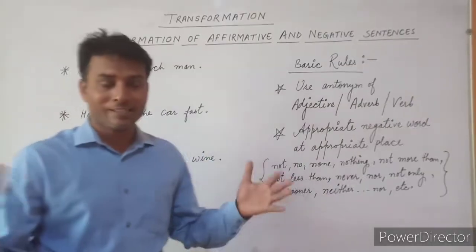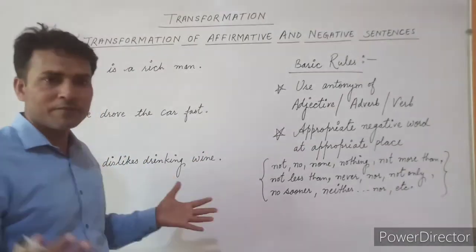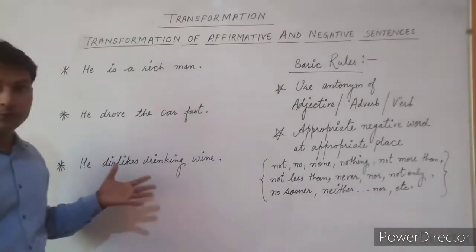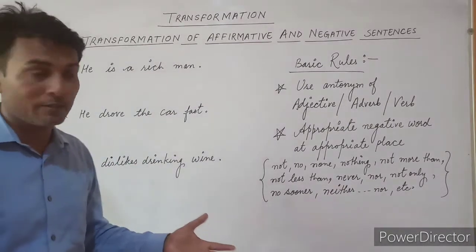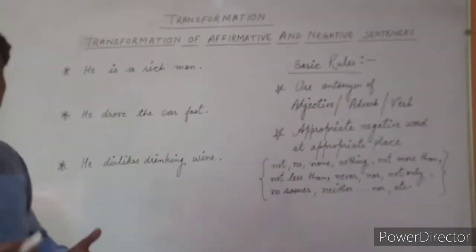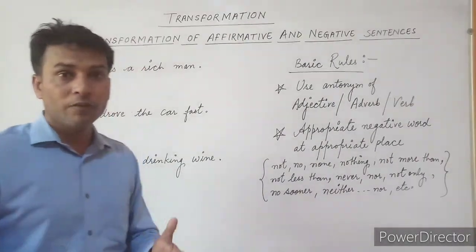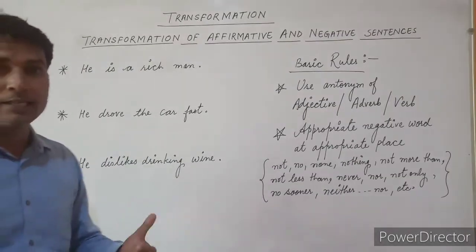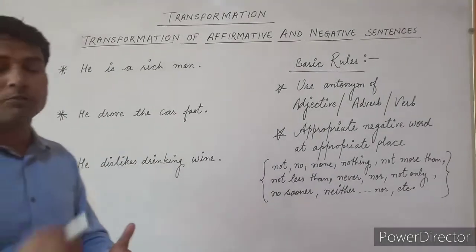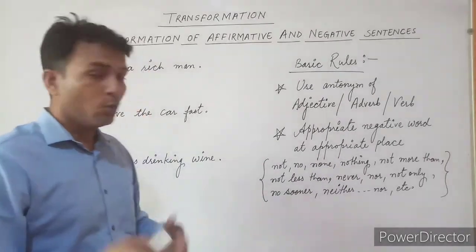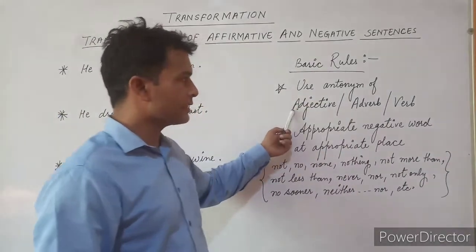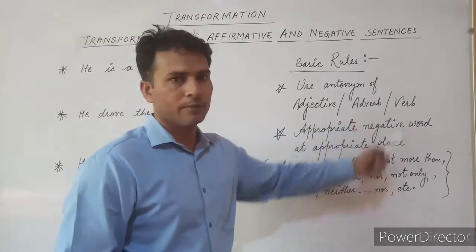So now students, let's learn how we change affirmative sentences into negative sentences. There are a few examples for you that we have to change into negative sentences, and these are affirmative sentences. But before moving ahead, we must know the basic rules that we have to follow while changing affirmative sentences into negative sentences. So what are these rules? First, use the antonym of adjective, adverb and verb.